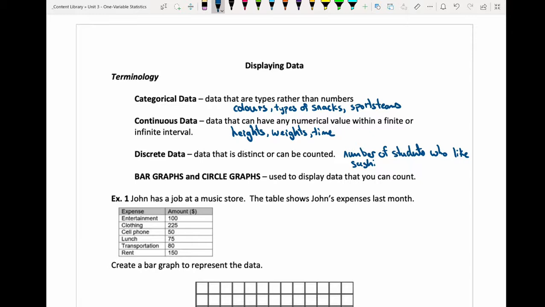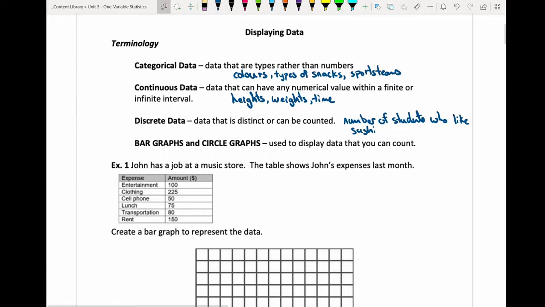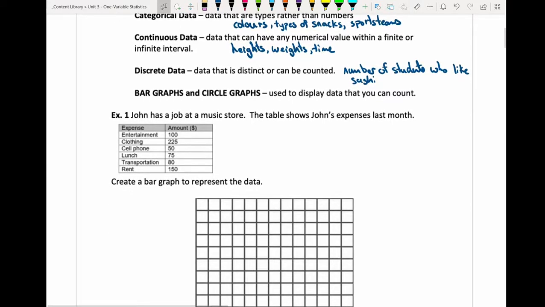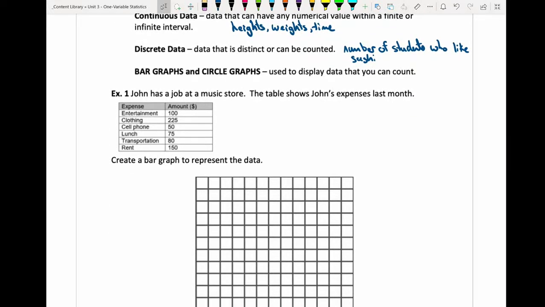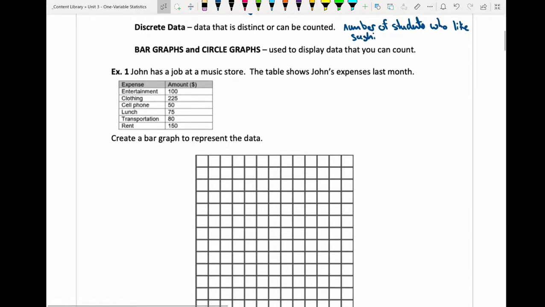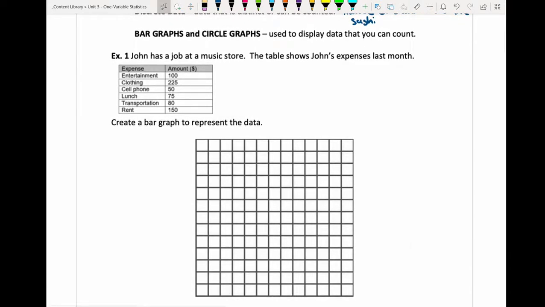Bar graphs and circle graphs are the first type that we're going to look at, and these are used to display data that you can count. So these are going to be used to display discrete data. John has a job at a music store, and the table shows John's expenses last month. We're going to create a bar graph to represent the data. And this is discrete data because it can be counted, so it's specific. It doesn't have a finite or infinite interval.